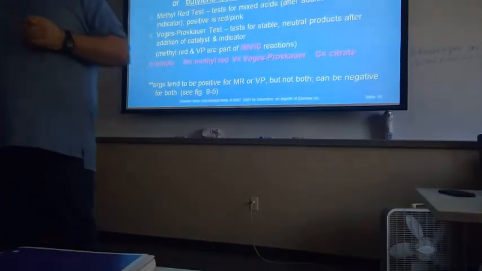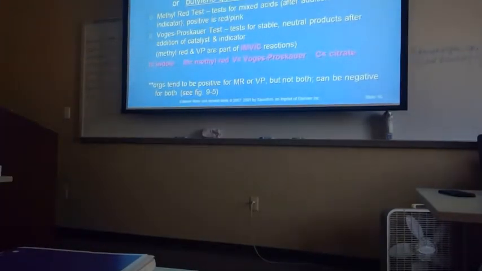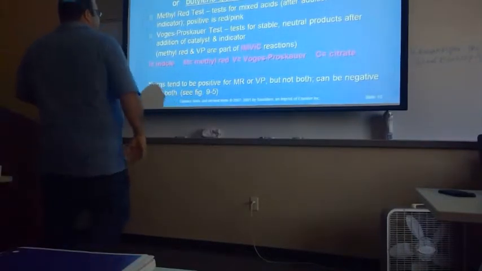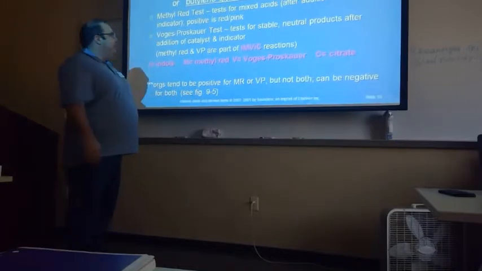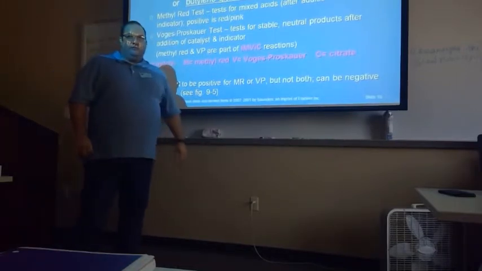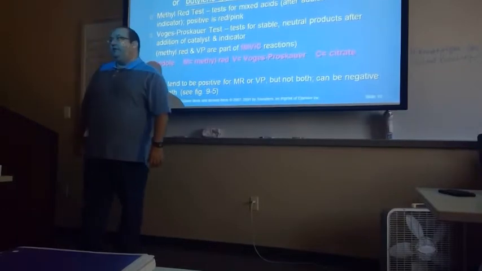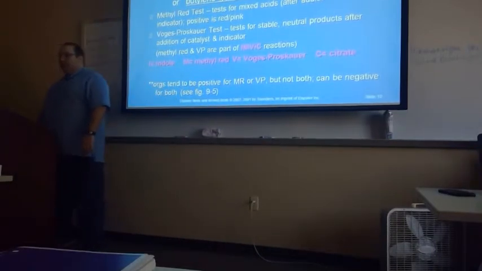In Voges-Proskauer, that neutral product, neutral refers to its pH. Okay, neutral pH. So again, if you're doing this MVIC battery, and your MR and your VP are both positive, you've got to do them again. Something's not right. You can't be acidic and neutral.